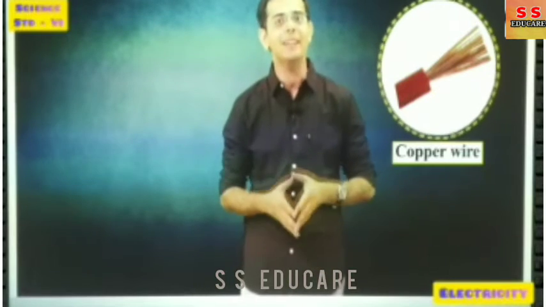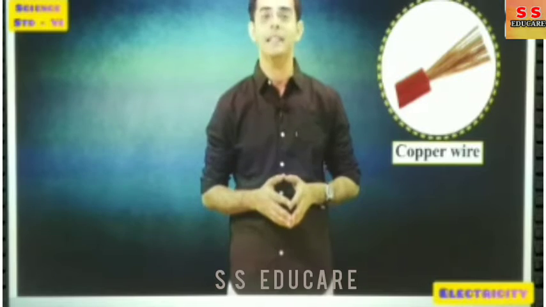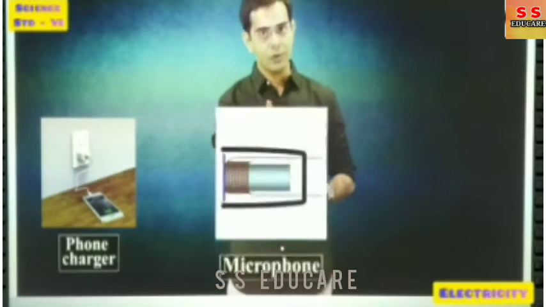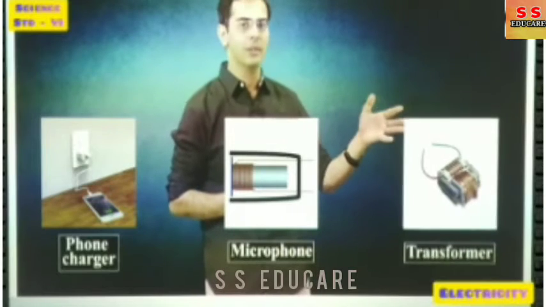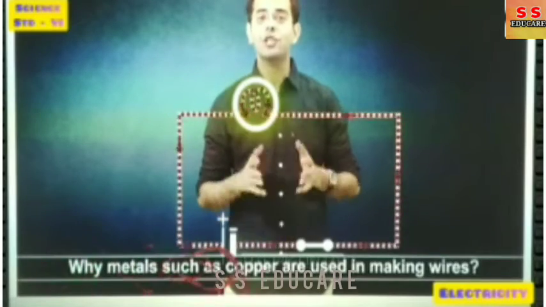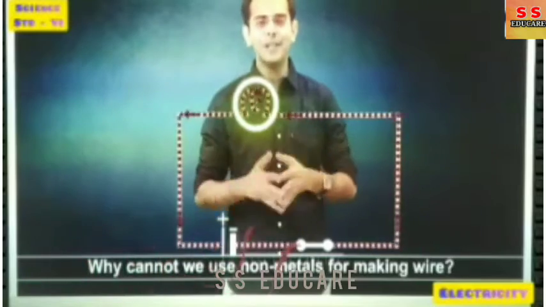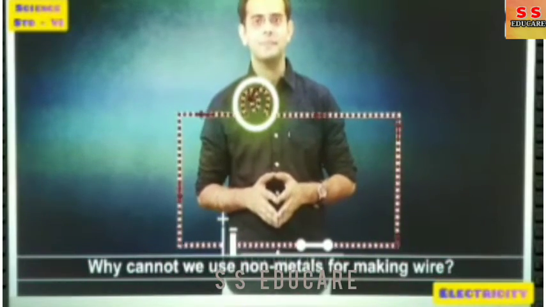Now the copper wires are used in domestic electric circuits and in devices such as your phone chargers, the microphones, the transformers, and many more such devices. Now you may ask why metals such as copper are used in making wires. Why can't we make use of non-metals for making wires?